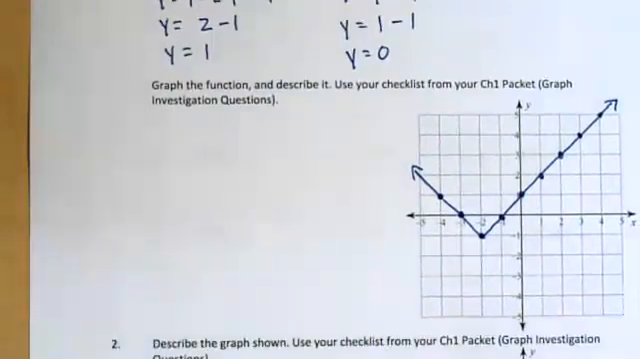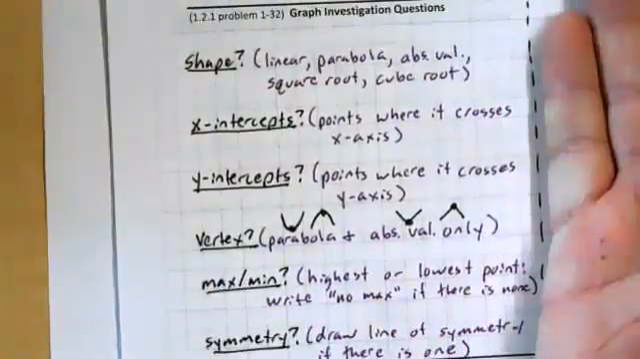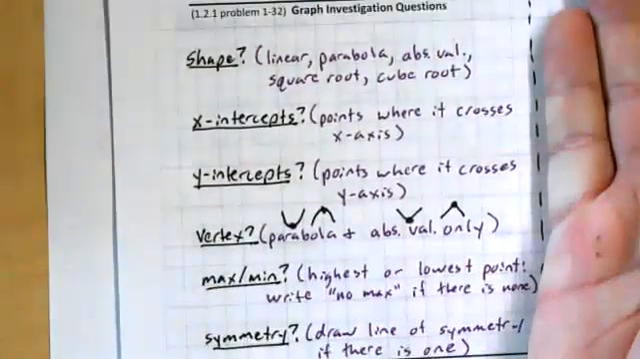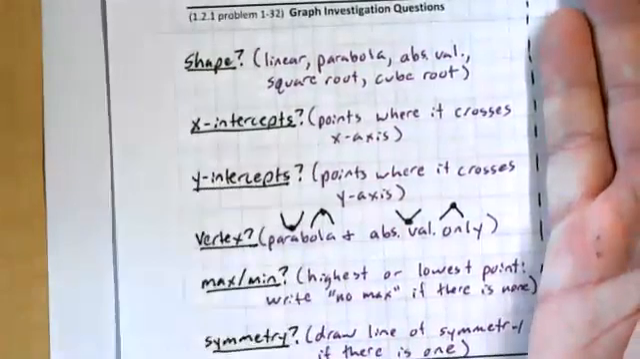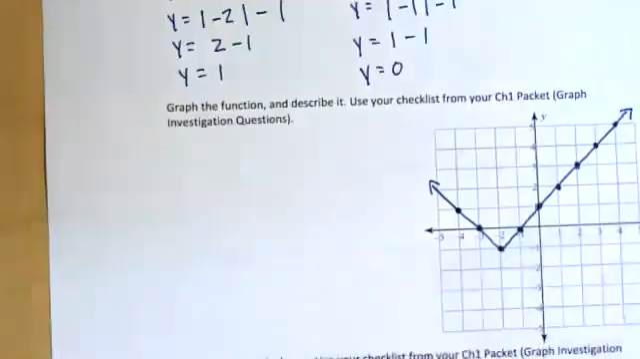So we talked about a number of different things that we can talk about when we are graphing a function. So I'm just going to put this up for a moment. You can pause it if you need to. We haven't gotten to this yet. So the shape, x-intercepts, y-intercepts, vertex, max, min, and symmetry. If you don't have that list in your graph and investigation questions, go ahead and get that down there so that you can refer to that when you are describing your graph.